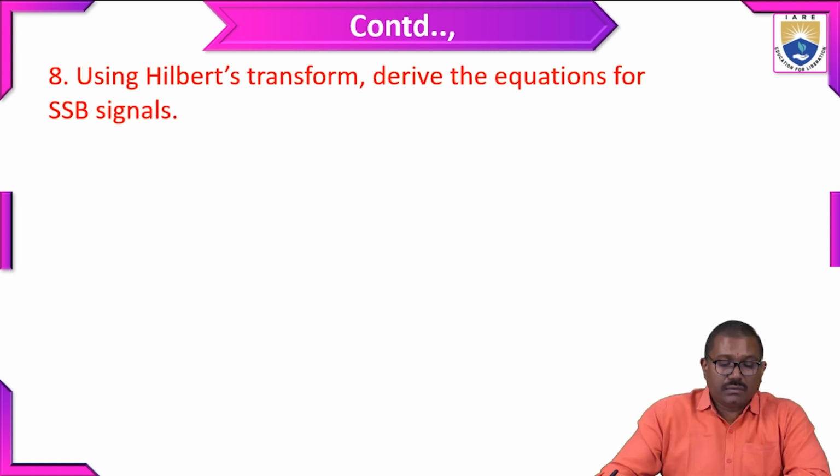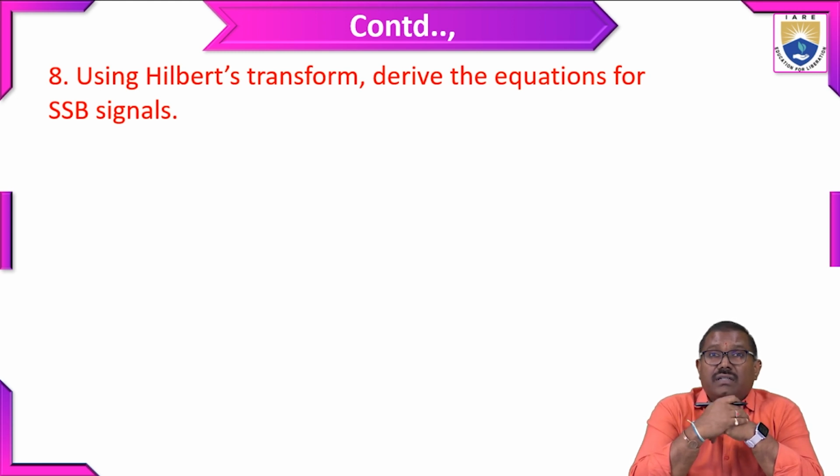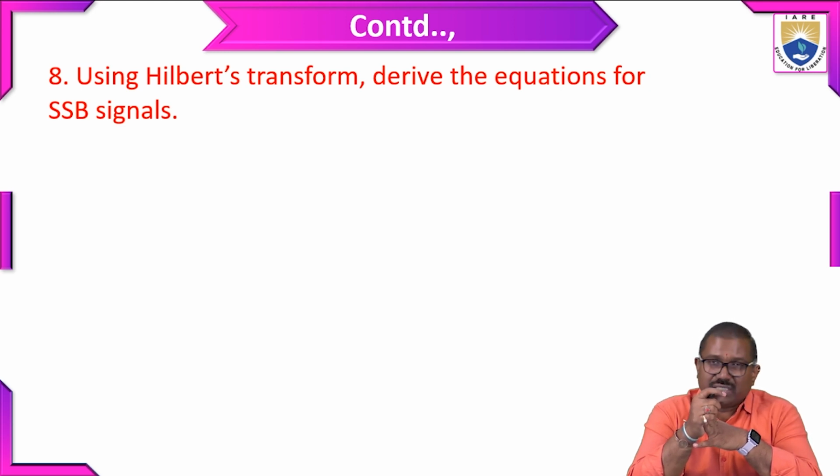The 8th one is using Hilbert's transform. There are equations for SSB signals, and here we are going to derive the SSB signal using Hilbert transform. One way to produce an SSB signal is to pass the DSB signal through a bandpass filter, then we get the SSB signal. In this way we are going to derive the SSB signal.